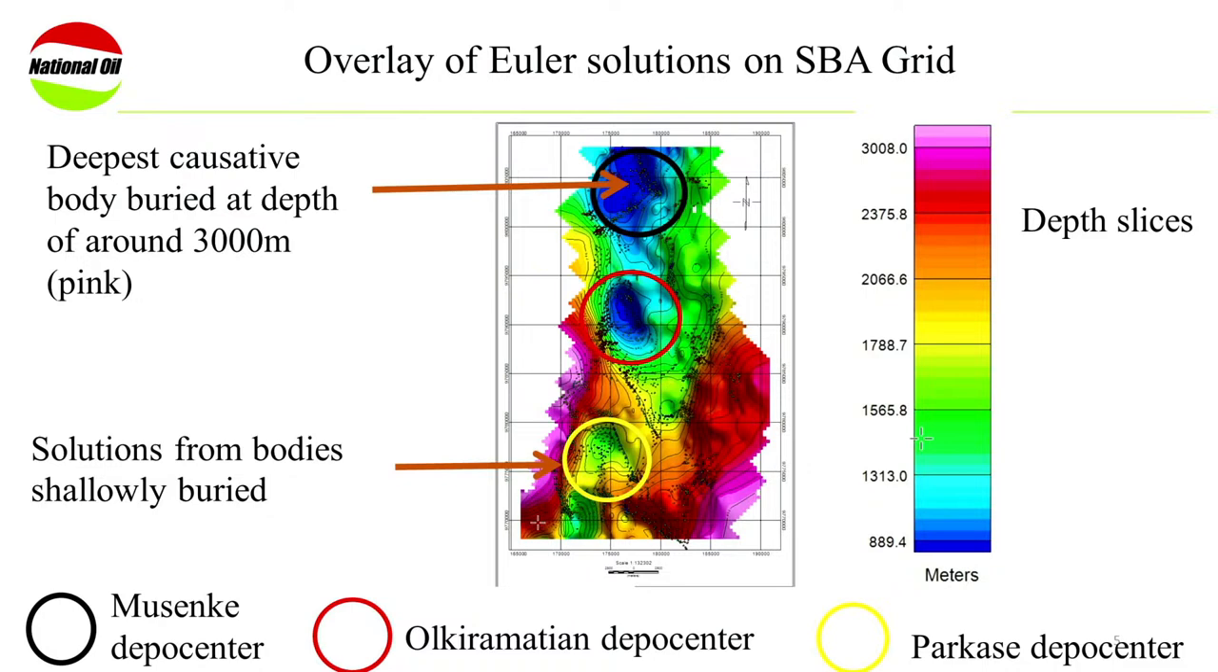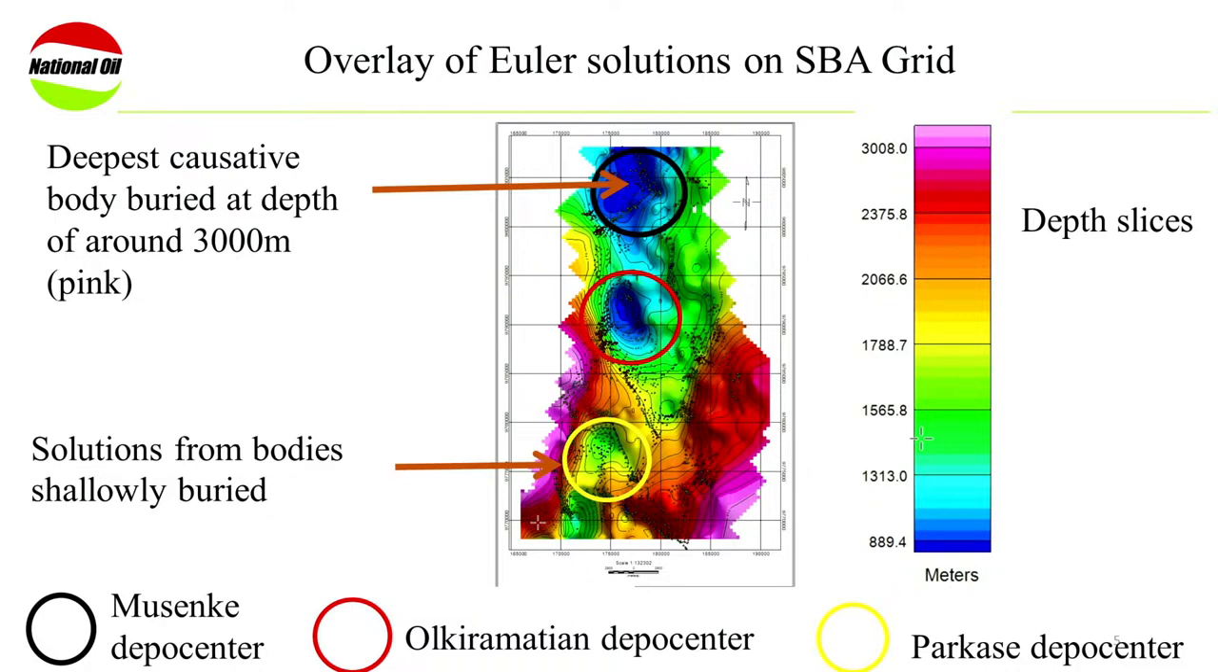But if you look at the Musenge depot center, it has got some reddish solutions. The red solutions are to a depth of about 3 kilometers. So essentially that means the Musenge depot center is deeply buried compared to the three depot centers. I also came to that with depth slices, and though not shown here, the depth slices showed that the Musenge depot center is deeply buried.